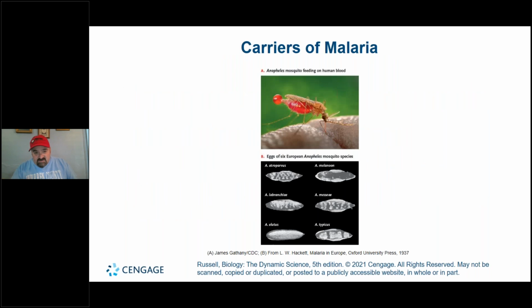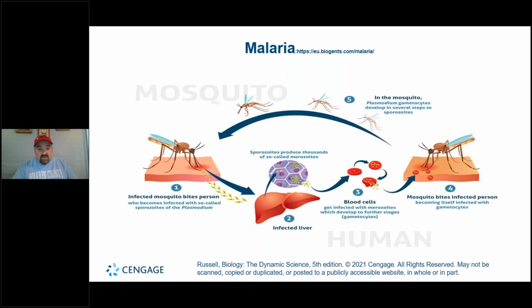You'll see here's the type of mosquito, right? And we're looking at really the diversity amongst these different types of mosquito and the eggs that they lay, and how only certain types, 3 out of them, are the ones that can carry the malarial parasite. This is quite interesting.